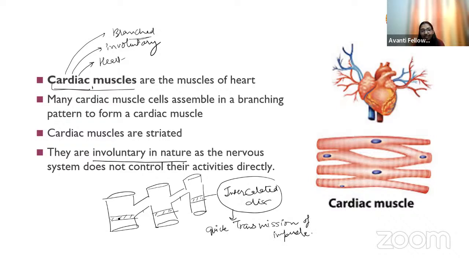Okay, that impulse can be transferred from this muscle to this, from this to this. So they help in the quick transmission of impulse, and they are the intercalated discs which are present in the cardiac muscles. And these muscles are striated, but they're faint. They show faint striations.